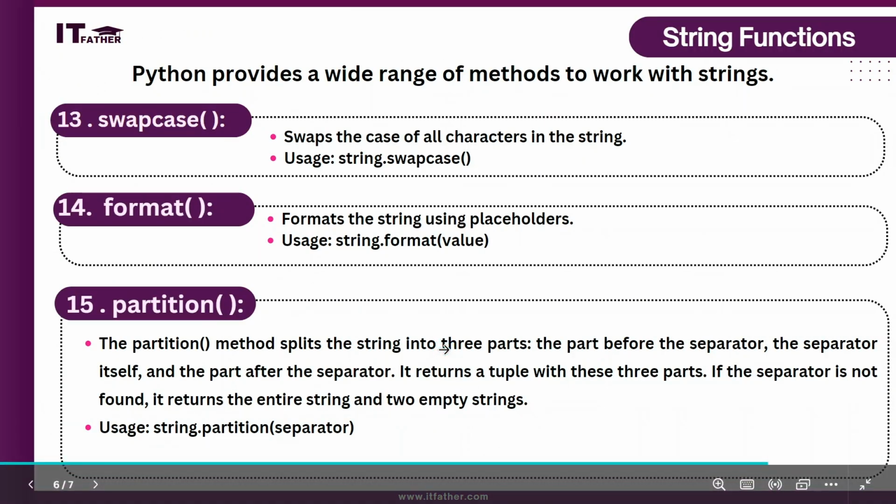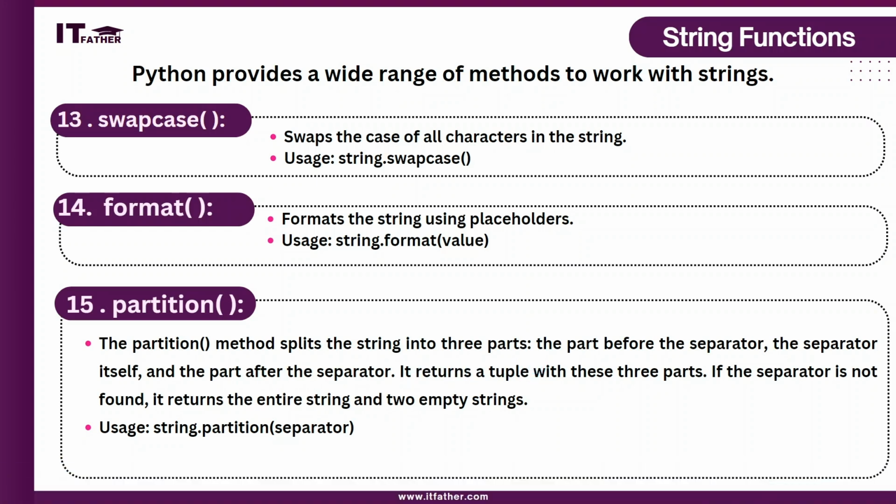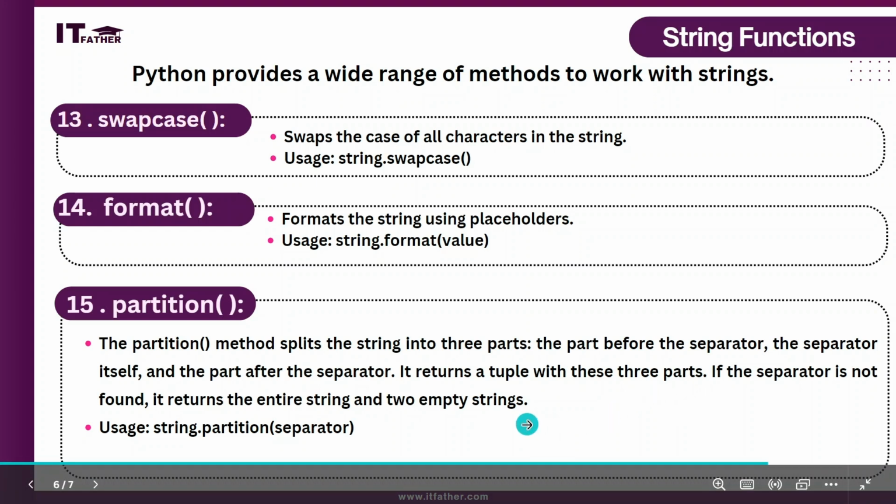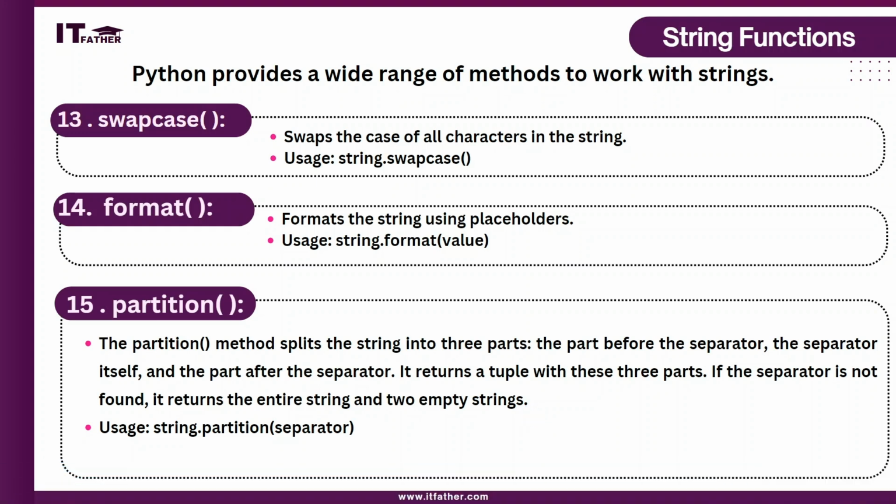Next we have the partition function. Partition is a very important function, like split. The partition method splits the string into 3 parts. Kindly keep in mind, whether the string is of a single line, double line or multiple lines, it will split the entire string into 3 parts: the part before the separator, the separator itself, and the part after the separator. And it returns a tuple with these 3 parts. If the separator is not found, it returns the entire string and 2 empty strings.